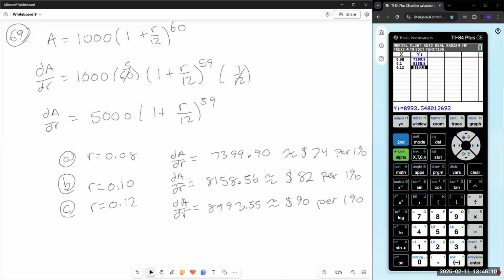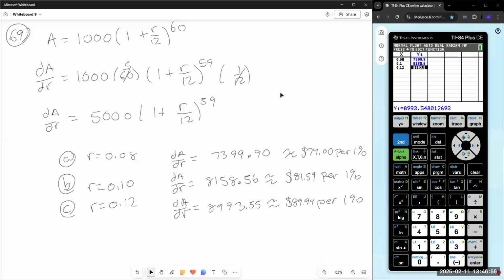Just check those answers here. 8159. So for some reason they made this go to 2 decimal places. That one, when they tried to round it to 2 decimal places, it rounded up. So let's just keep this the same, 89.94. There we go. Keep it consistent. All right.